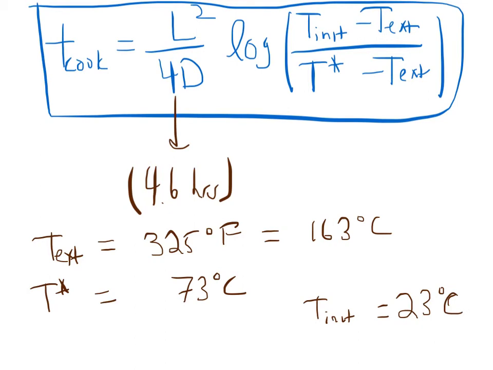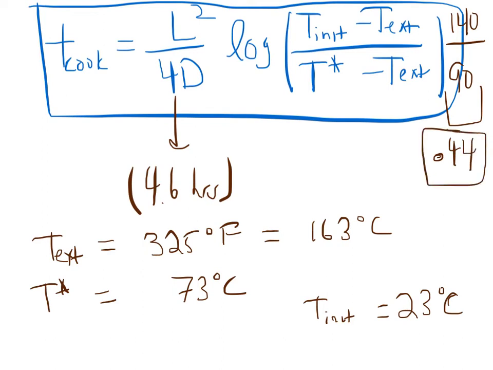So if we use this, the difference between the external temperature and the initial temperature, the numerator here, is about 140, and the denominator, T external minus 73, is about 90. So this is the logarithm of 140 over 90. And it turns out that this factor is about 0.44. So that's what this factor is. So what we need to do is multiply 4.6 hours, which is what we had before, by 0.44.